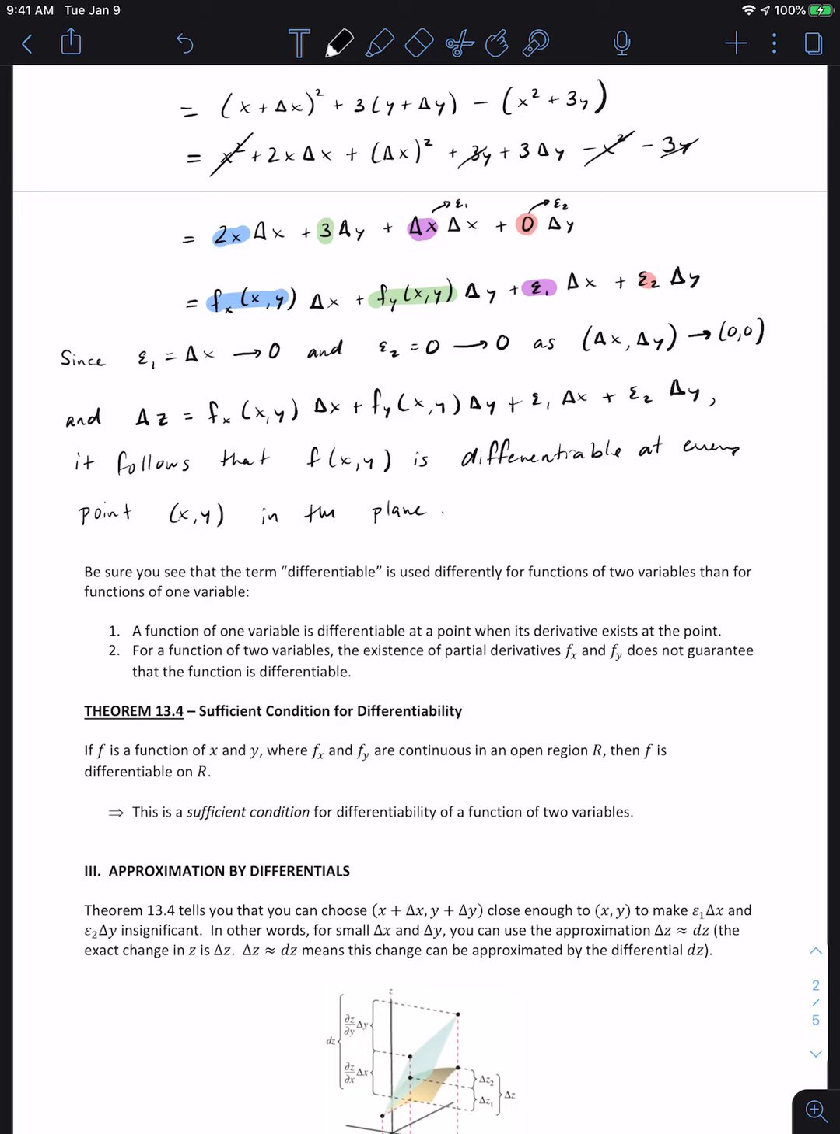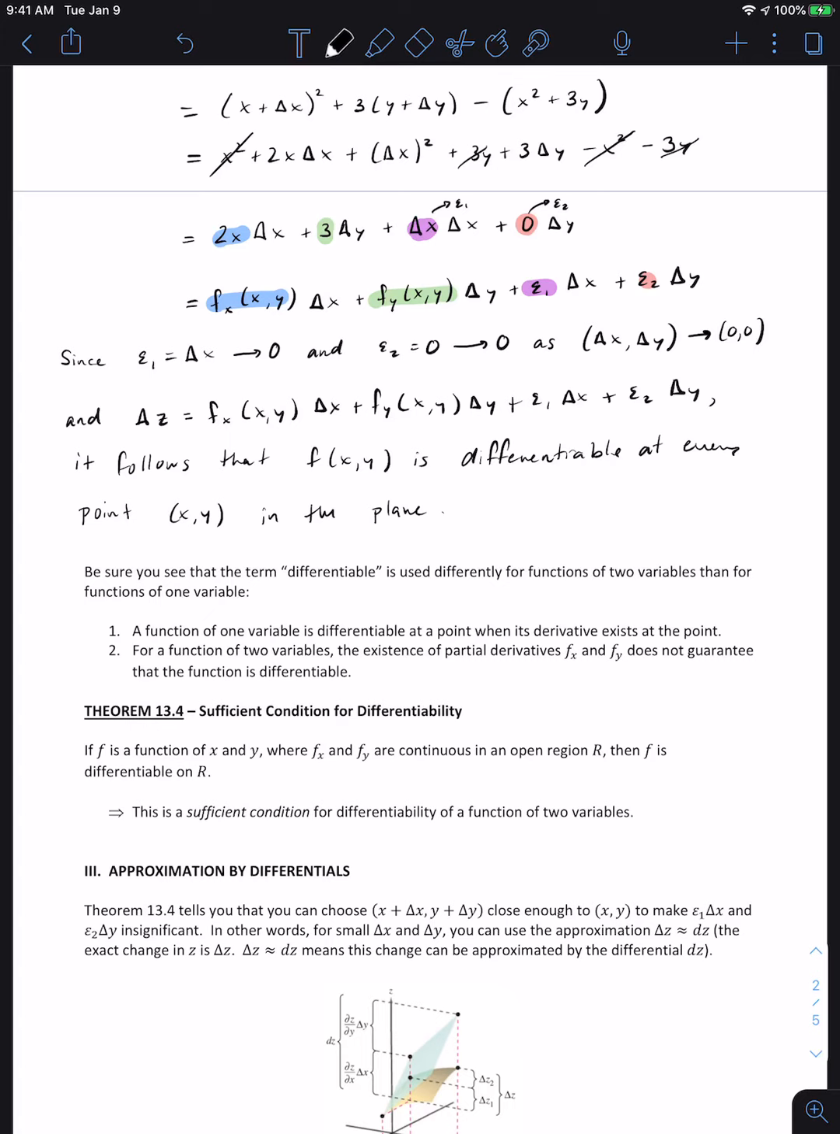So again, let me repeat that. In a function of 1 variable, if the derivative exists at that point, then it's differentiable at that point. In the case of 2 variables, our interpretation of the derivative is the partial derivatives of our function in x and y, the partial derivative with respect to x and the partial derivative with respect to y. Just because those exist doesn't mean that it's differentiable at a point.